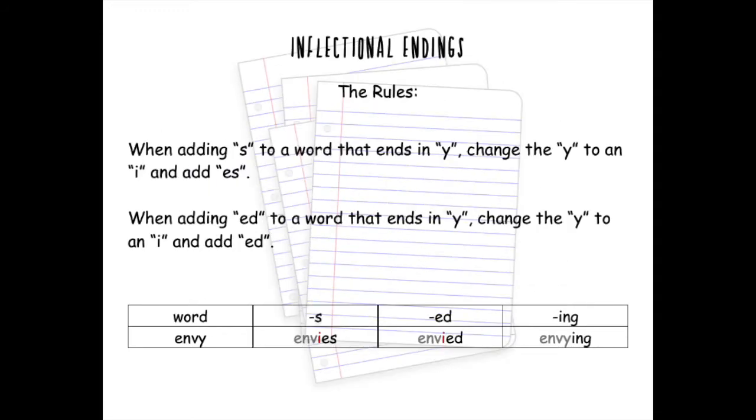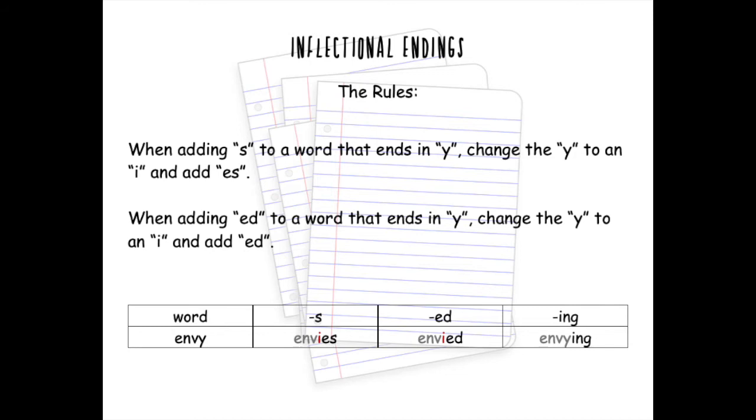When adding an S to a word that ends in the letter Y, change the Y to an I and add ES. When adding ed to a word that ends in the letter Y, change the Y to an I and add ed. Look at the bottom of your screen. That's the word envy. To add an S to the word envy to make envies, we change the Y to an I and add ES. So envies is spelled E-N-V-I-E-S.